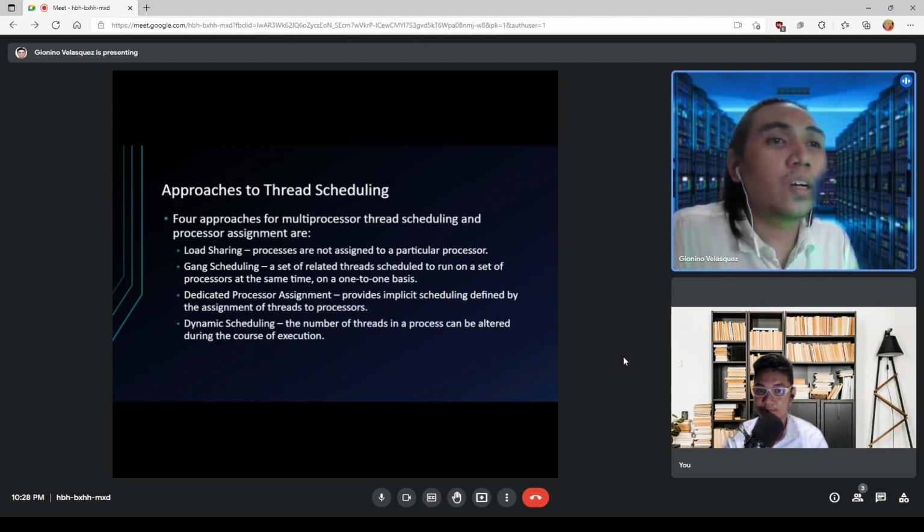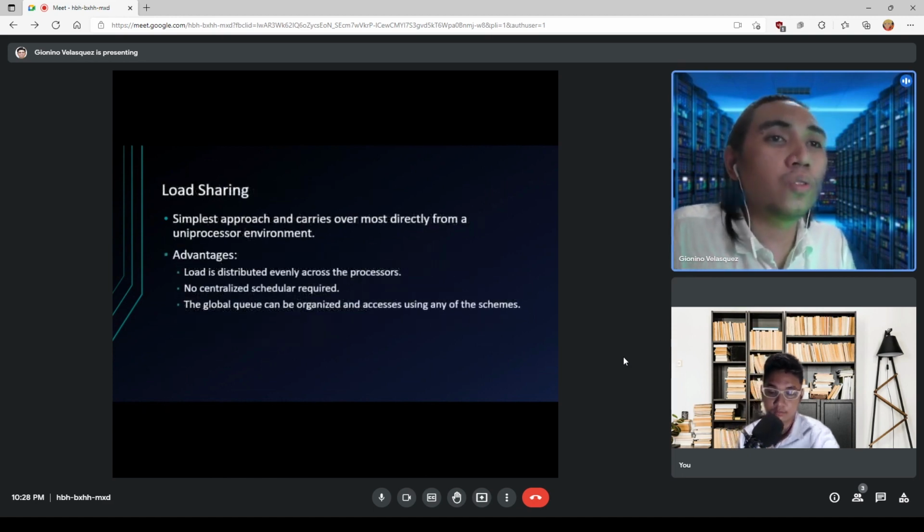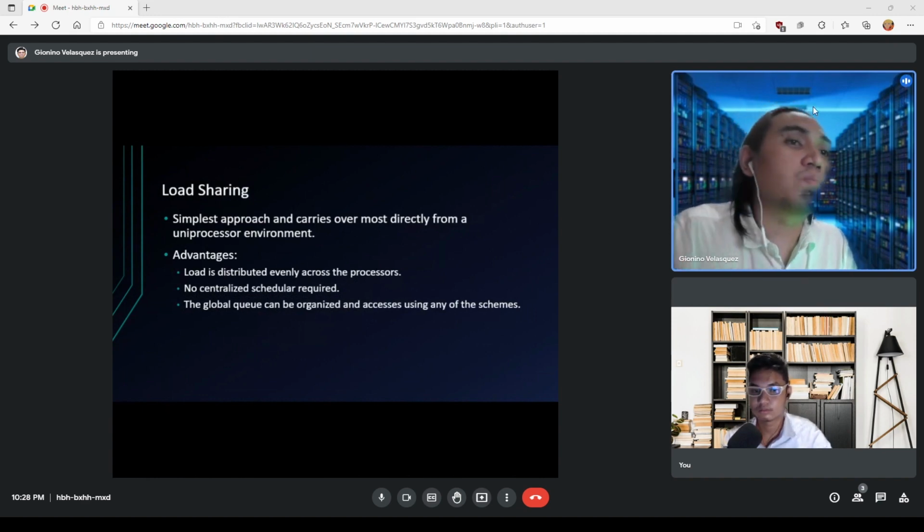Load sharing is an approach where processes are not assigned to a particular processor. Load sharing is the simplest approach and carries over most directly from a uniprocessor environment. Its advantages are that the load is distributed evenly across the processors, no centralized scheduler is required, and the global queue can be organized and accessed using any of the schemes.